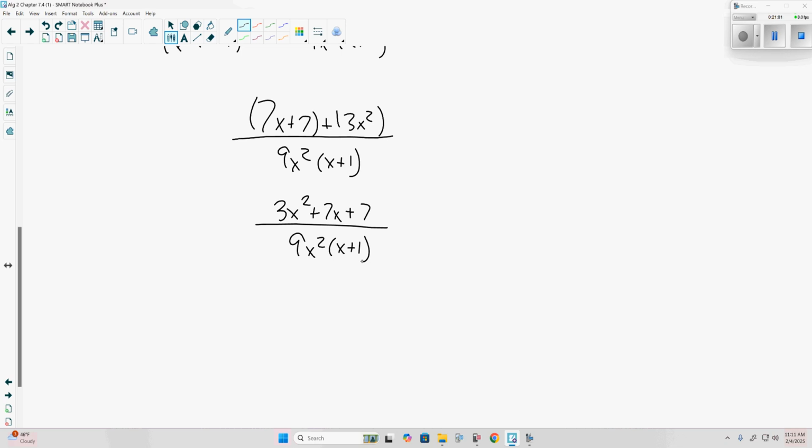Here, 3x squared plus 7x plus 7. If it factors, we need to factor it. If it doesn't, we're going to leave it alone. Because what we're looking at making sure is that one of the factors is not x plus 1. Because if one of the factors is x plus 1, it simplifies, we need to reduce it.